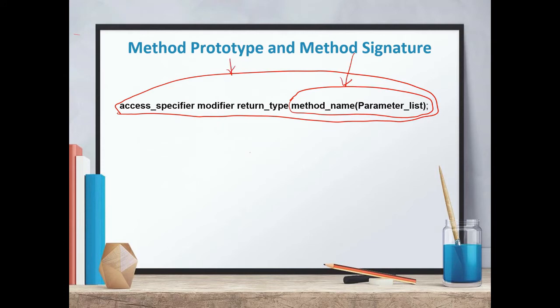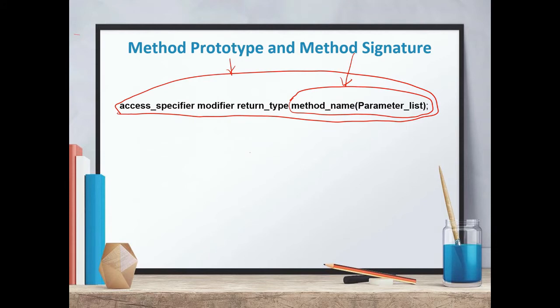So basically, what is the purpose of the method prototype? The purpose is that it tells the compiler about the interface of the method. It gives information such as the number, order and type of arguments, the return value type, etc.